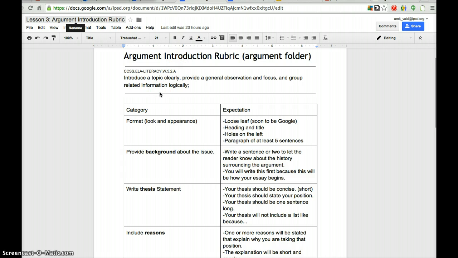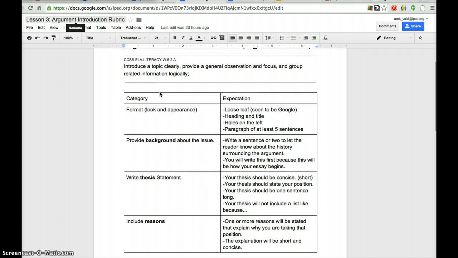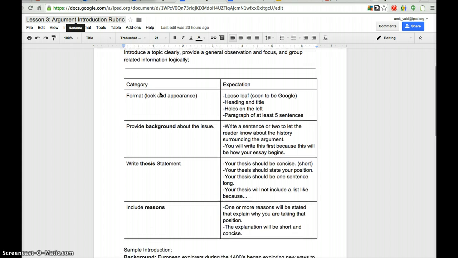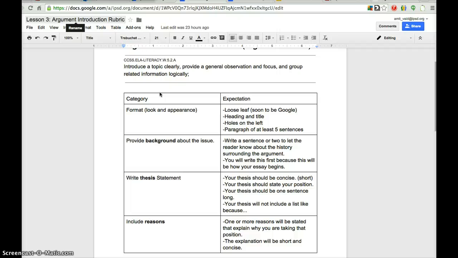One thing I'd like you to know is that I have provided a sample at the bottom of this rubric, and the sample shows you how I wrote my introduction. There are a few parts to this introduction that I'd like you to look at. You can look at the formatting expectations.